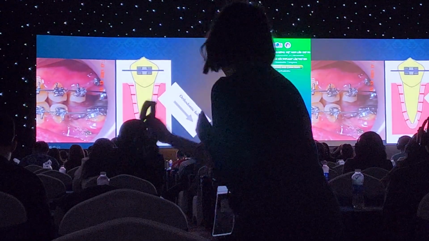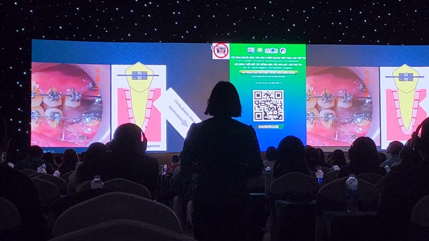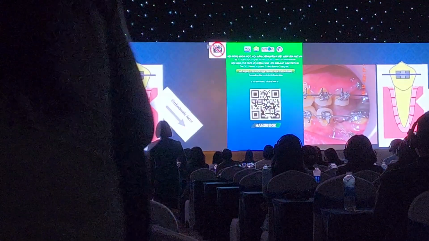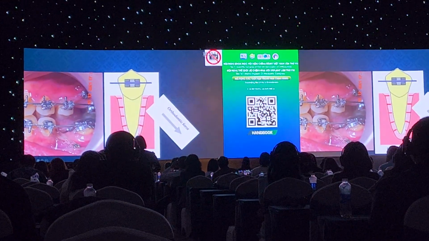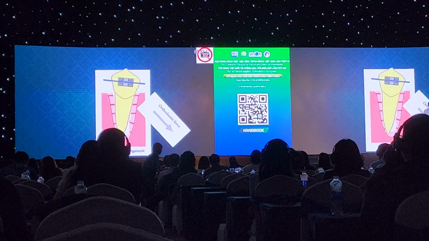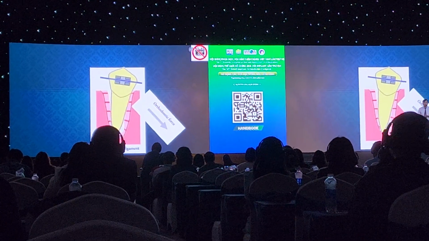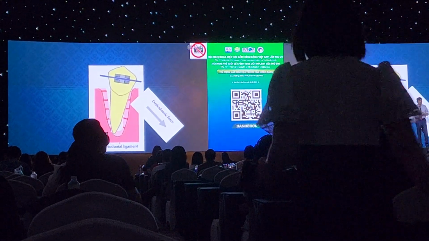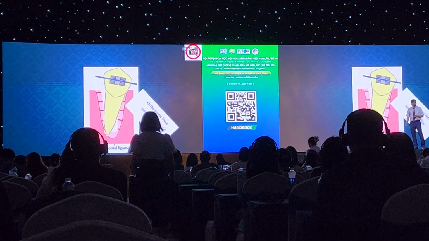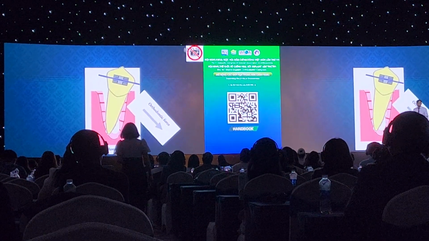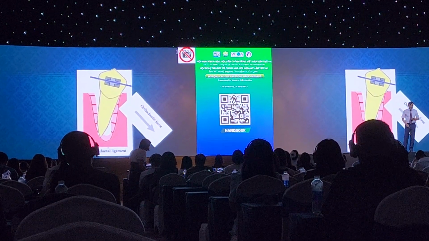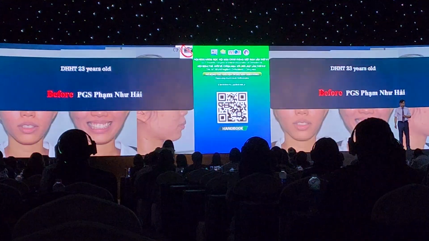If we place the mini screw on the extraction side, you see the direction of the force. It will intrude the teeth and at the same time distalize the teeth. But pay attention, if we give a strong force, it still can extract the teeth outside of the socket.